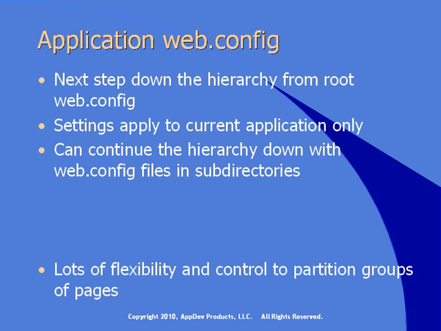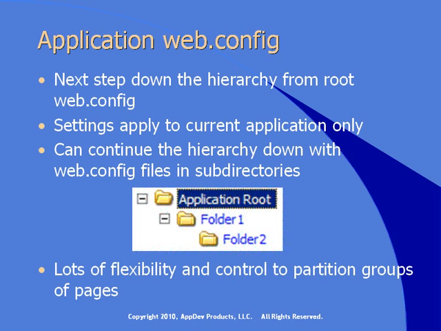This provides lots of flexibility and control to partition groups of pages. So for example, say that you have this directory structure. Here's how the settings will be applied. First, it reads the settings from machine.config. Then it reads the settings from the root web.config. Then it uses the settings from the web.config file in the application root directory. And then it applies the settings from the web.config file in folder 1. And then finally it applies the settings in the web.config file in folder 2.